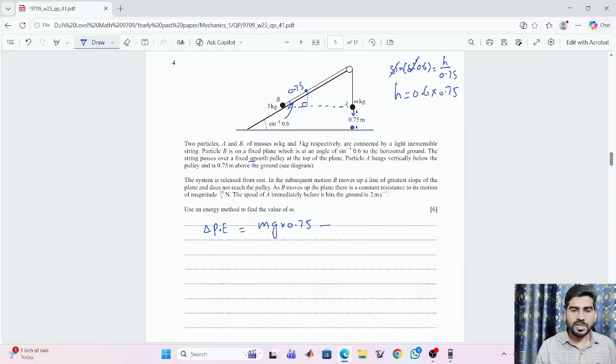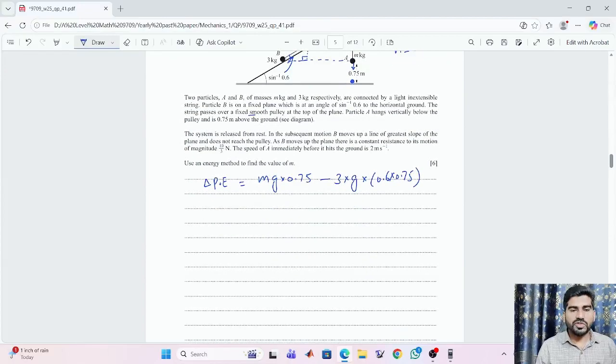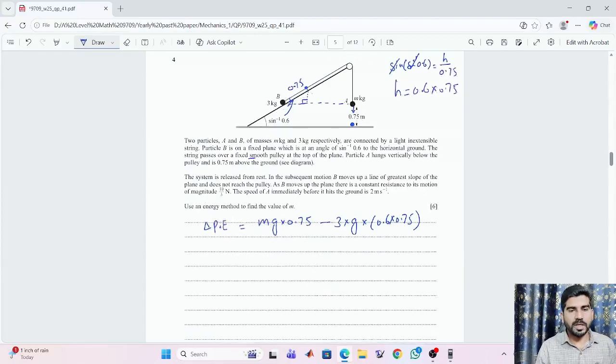So here the mass of B is given, which is 3, times g times h, and h will be equal to 0.6 times 0.75. This will be the change in potential energy of A to B.